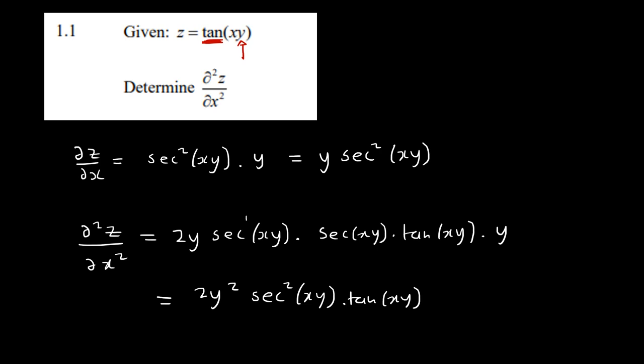Okay, let's move on. The last question. Given z = x squared plus 2xy plus y squared, prove that x times the partial derivative of z with respect to x, plus y times dz dy, equals 2z. So we have to prove that this equals 2z. The first thing we must get is these two derivatives.